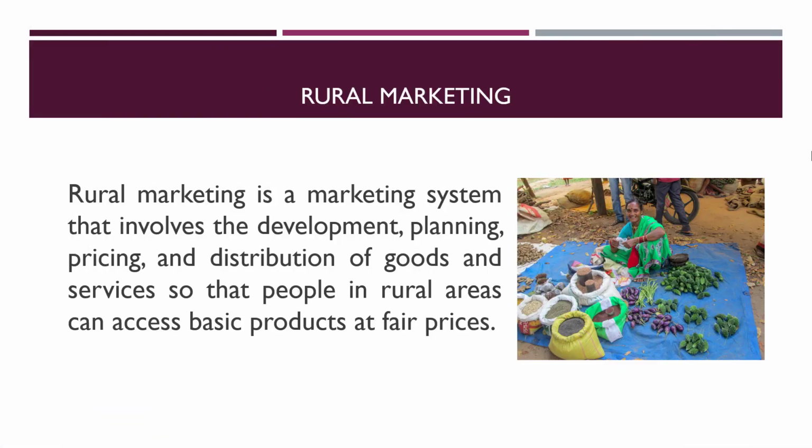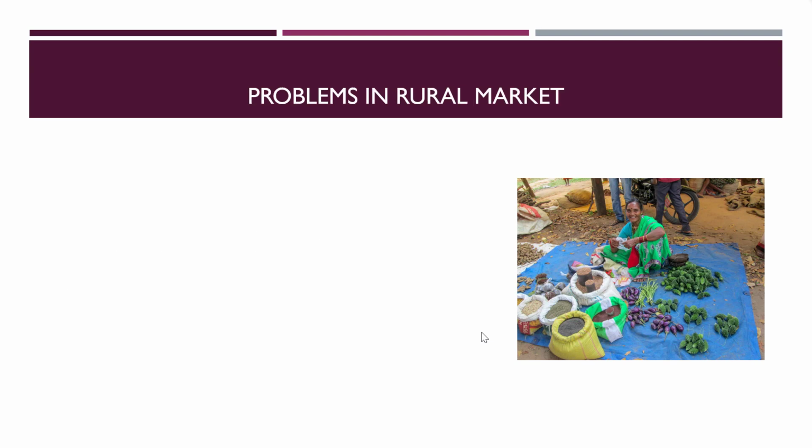Before moving ahead, let us understand what is rural marketing. Rural marketing is a marketing system that involves the development, planning, pricing, and distribution of goods and services so that people in rural areas can access basic products at fair prices. So, this is simply a process of developing and planning such strategies which help people in rural areas to access goods and services.